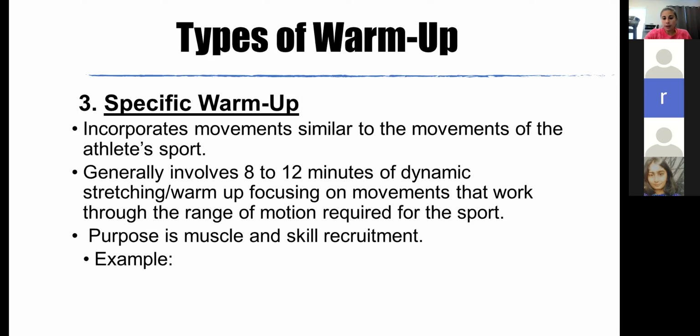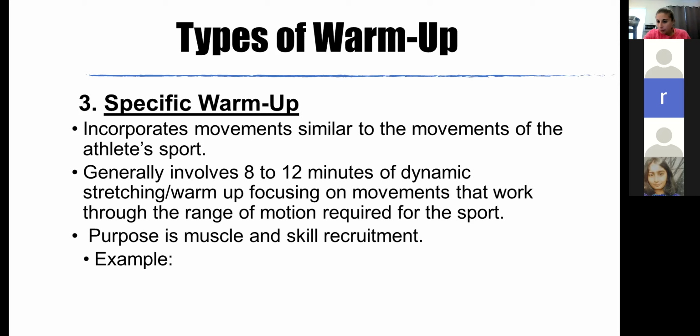And you'll do this focusing on movements that are going to work through the range of motion required for your sport. Okay, so this is where maybe jumping jacks might fit better into this category, or mountain climbers, because now you're going through your dynamic range of motion that you might use in your sports. And the idea is to, again, work on your muscle and skill recruitment. So being able to recruit the muscles appropriately for the activity you're going to do. So great, Jennifer, hip openers before squats. That would fit into this category as a specific warm-up.